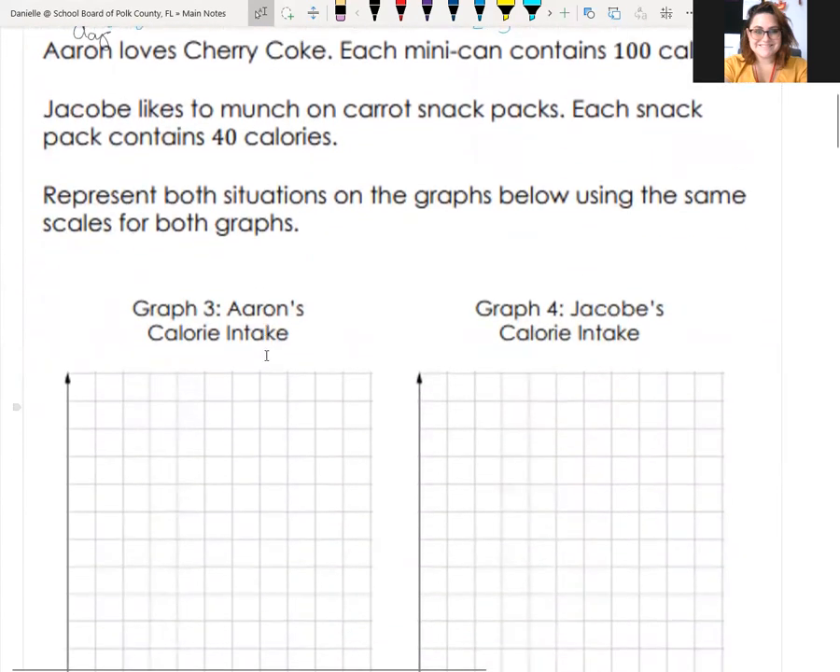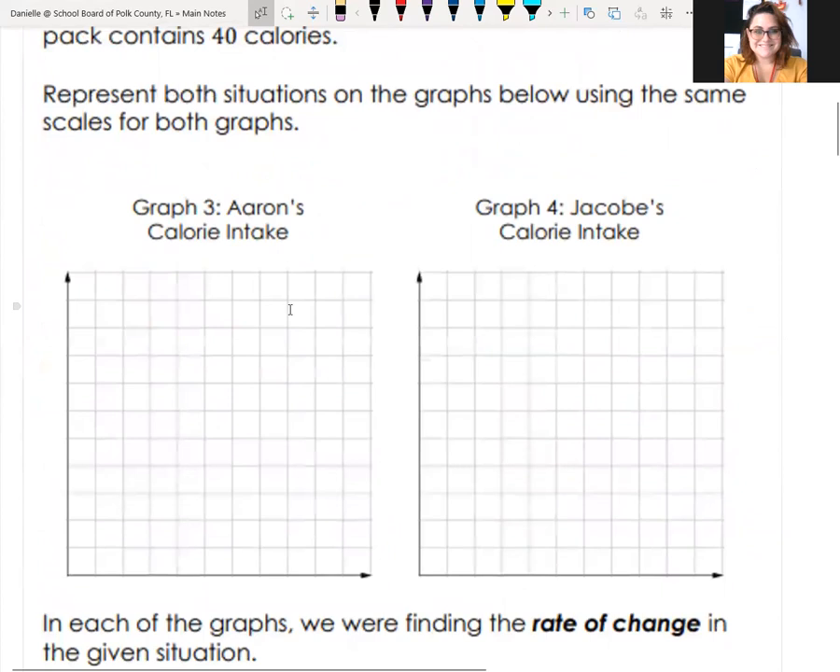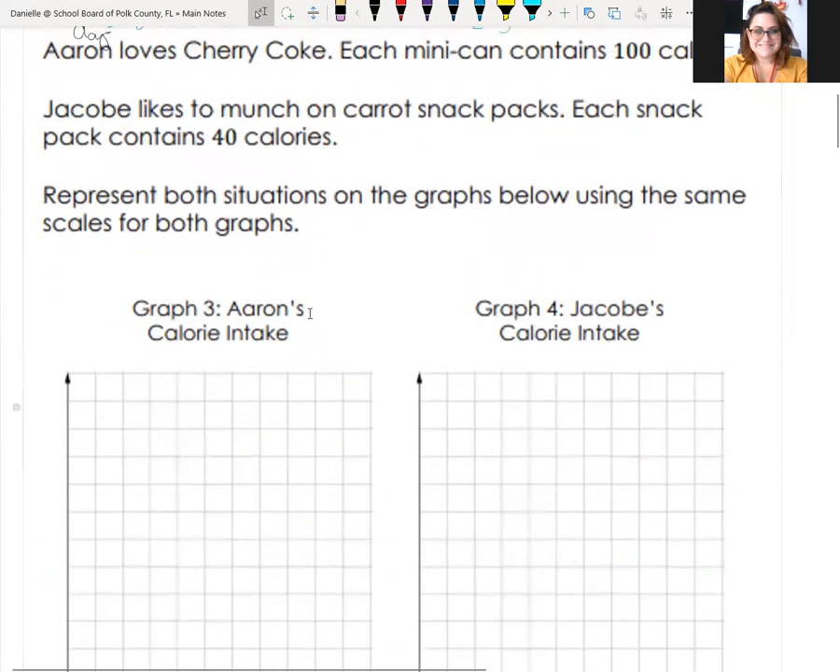Aaron loves cherry Coke. Each mini can contains 100 calories. Jacoby likes to munch on carrot sticks. And each pack contains 40 calories. So we're going to do the same thing we did above. Let's go ahead and graph it. So Aaron is at 100 calories. And Jacoby is at 40 calories.